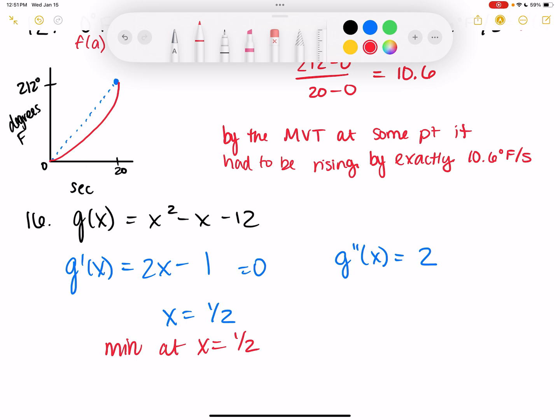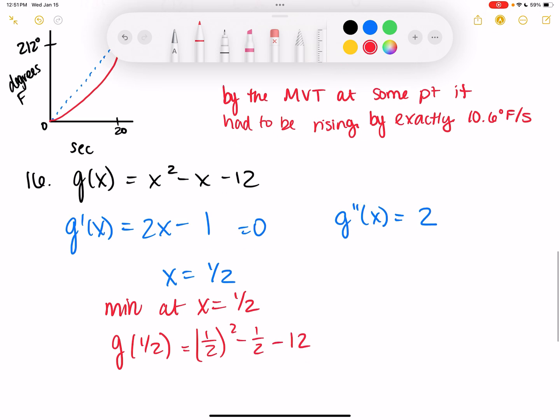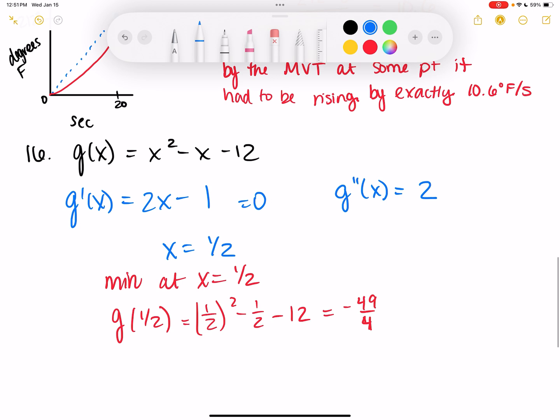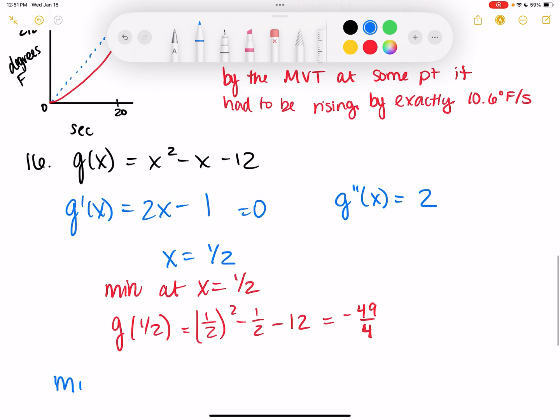So there's a min at x equals 1/2, but the actual point is g of 1/2, which is 1/2 squared minus 1/2 minus 12. Just to save us some time getting common denominators, that would be negative 49 over 4. So that means we have a min at 1/2 and negative 49 over 4.